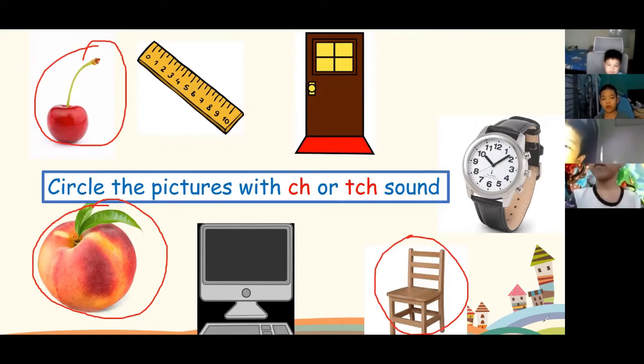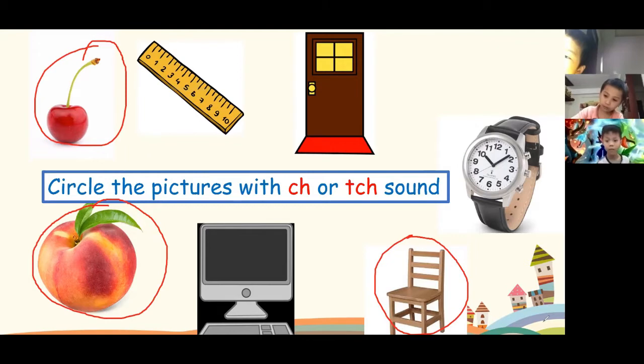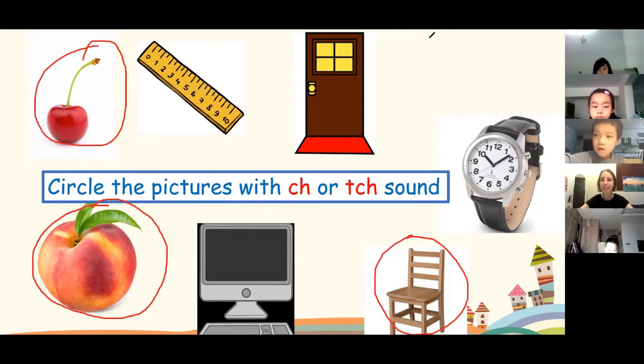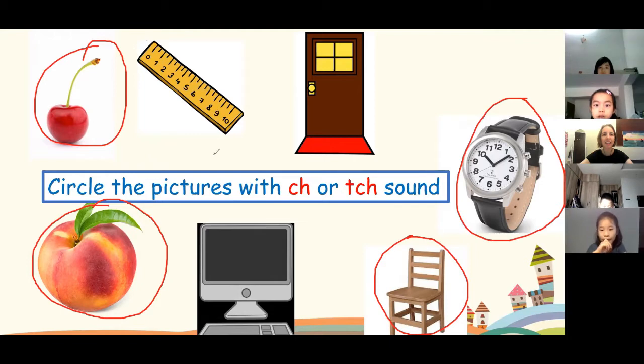Okay, thank you, Aito. I see one more. Does anyone know what it is? I see one more word that has ch. Haimyeop, do you know? Watch. Watch, that's right. Well done. How about, Haimyeop, what about this one? What is this? What is it? It's a ruler. Does it have ch? No. Okay. So I do not circle this one.